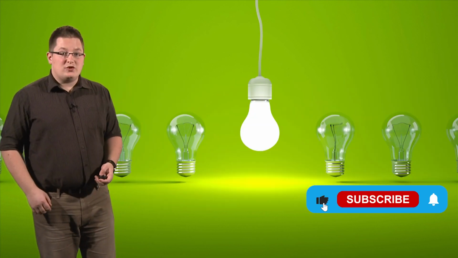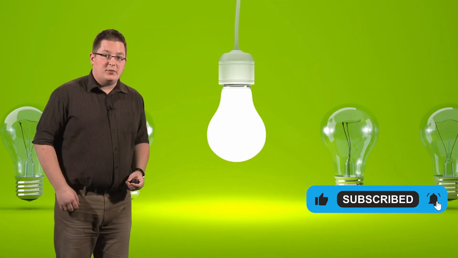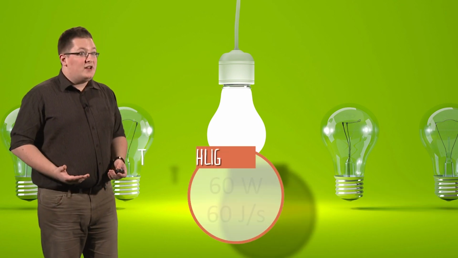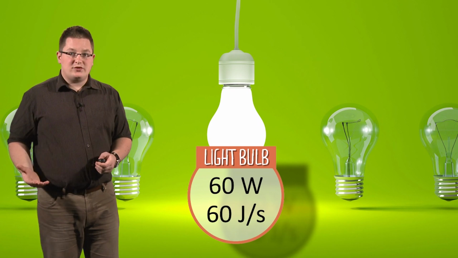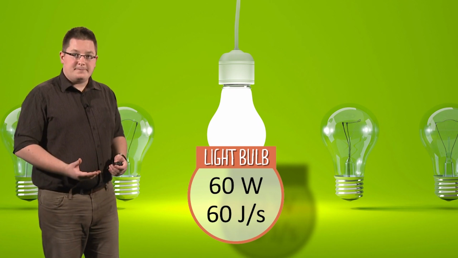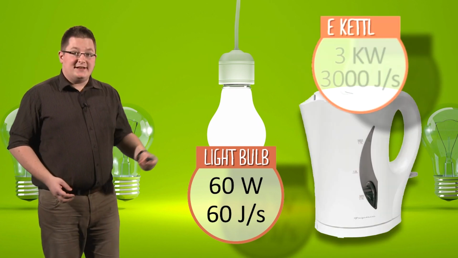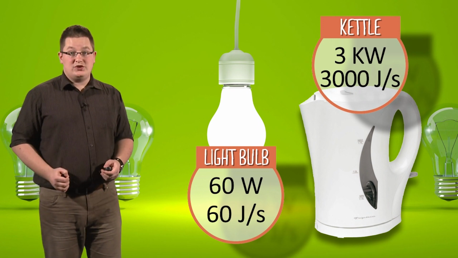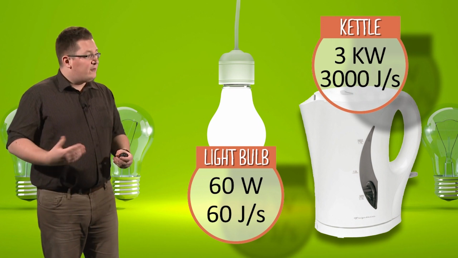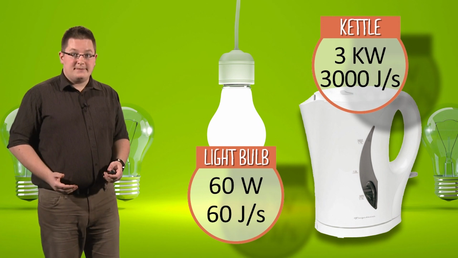Some examples of electrical power are an electric light bulb. These typically run at about 60 watts. That's 60 joules per second being turned from electrical energy into light and heat. A kettle in your kitchen might be 3 kilowatts. That's 3,000 joules per second being turned from electrical energy into heat energy.